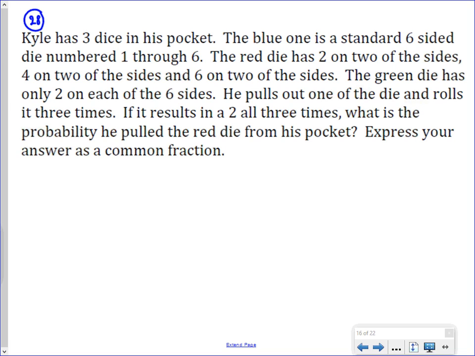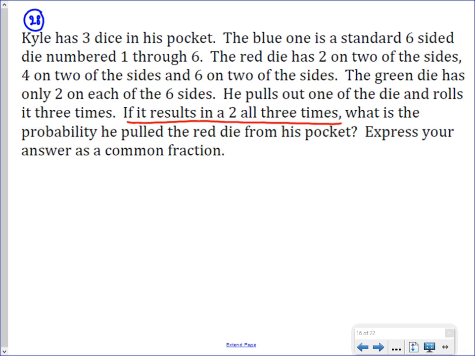This is number 28 from the 2016 Sycamore Math Invitational, and this is a classic conditional probability problem. It's a situation where you know what happens at the end. Given that information, which is more information than you normally would have in a probability problem, you know that the outcome is 2 all 3 times. You want to ask, what's the probability something else happened earlier in the situation?